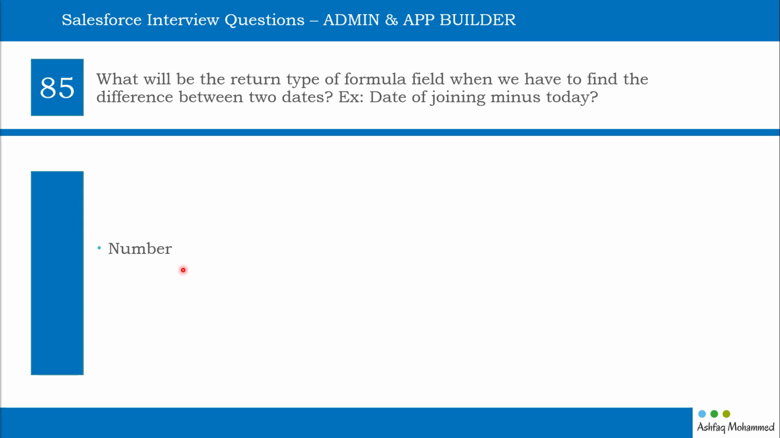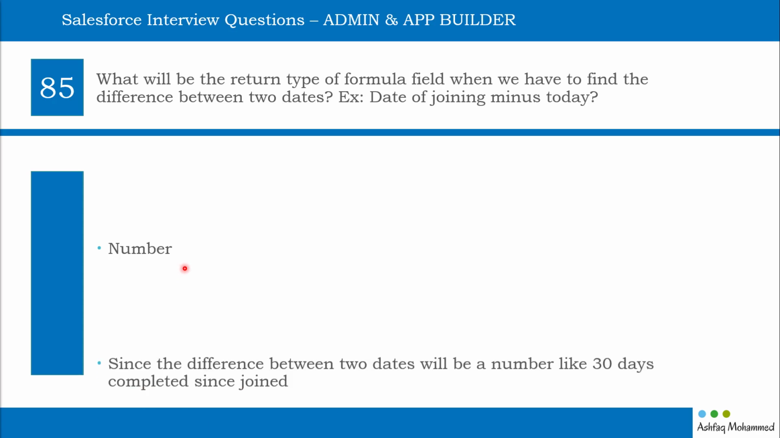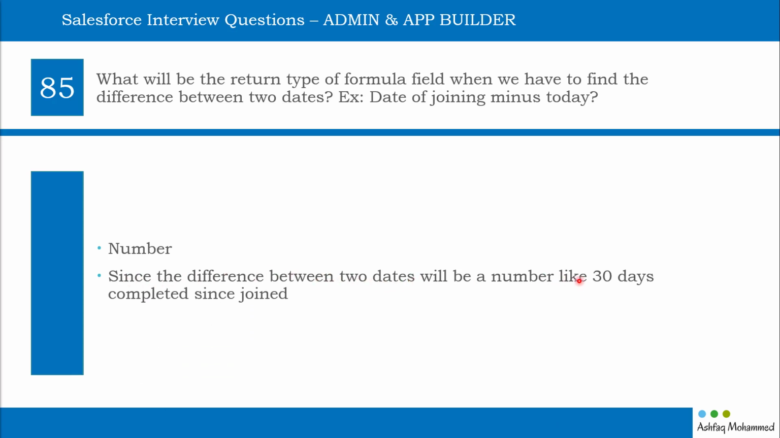The case is it will be a number, right? For example, I'm trying to find out date of joining minus today, means it could be 30 days or 45 days, whatever it is, right? So since the difference between the two dates will be a number like 30 days completed since joined, right? For example, I want to find out how many days before I joined the company. If I do today minus date of joining, then definitely I'll get the number of days. Okay. So the return type will be number.